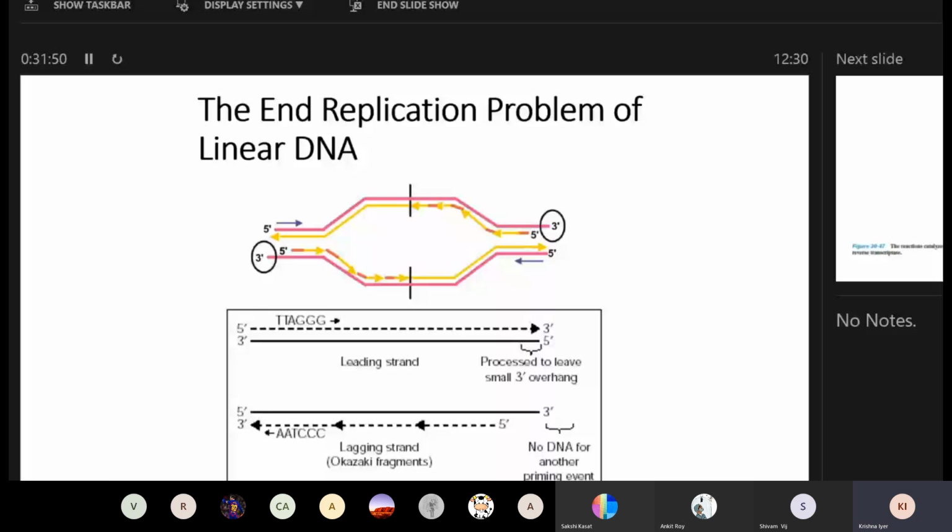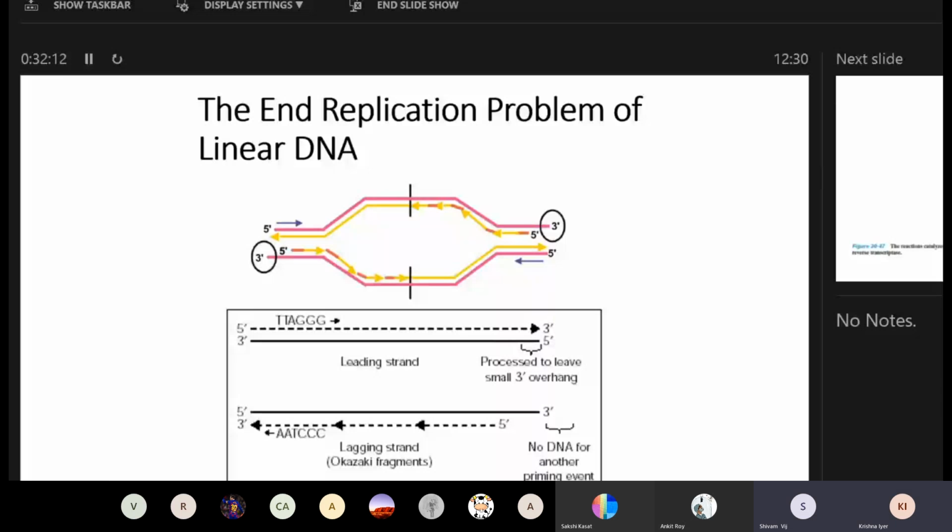So once this primer is removed, I cannot actually make new DNA to replace it. Here there is no problem. I can keep removing because there's always a piece of DNA I'm adding to. So I'm just removing the RNA, replacing it with DNA, and sealing it. And here I have no issue because I have gone all the way to the end.